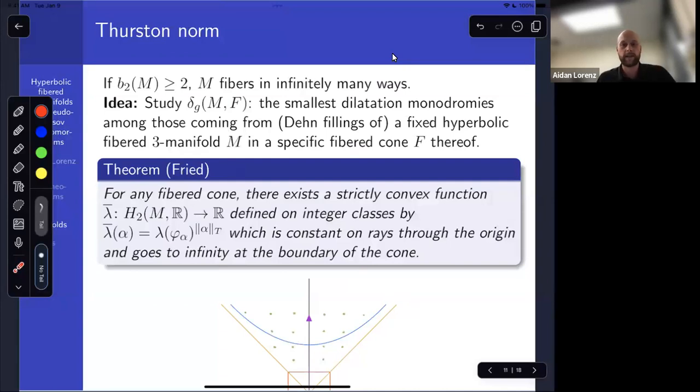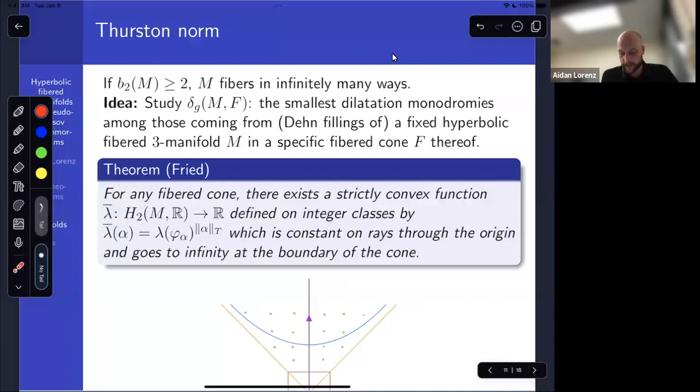That's called the normalized dilation, and you can extend it to all points inside a fibered cone, not just the integer ones. And the theorem is that this function is strictly convex, constant on rays through the origin, and goes to infinity at the boundary of the cone. So those three things you can represent with this blue line here, right?